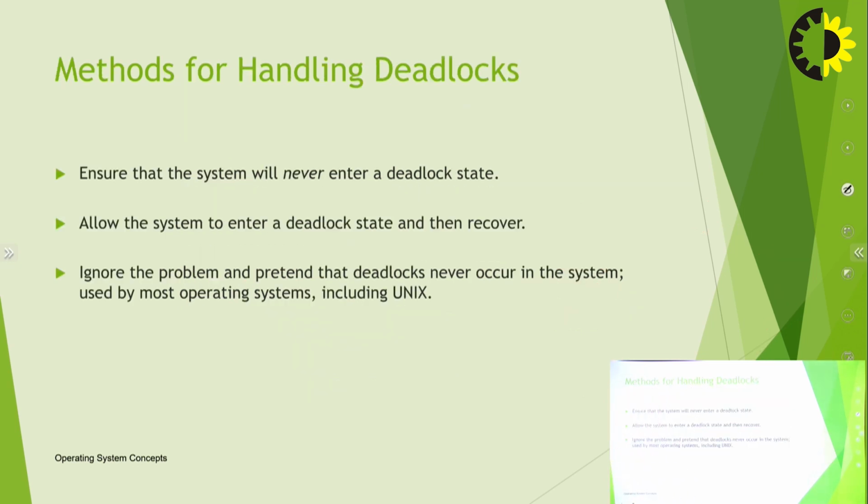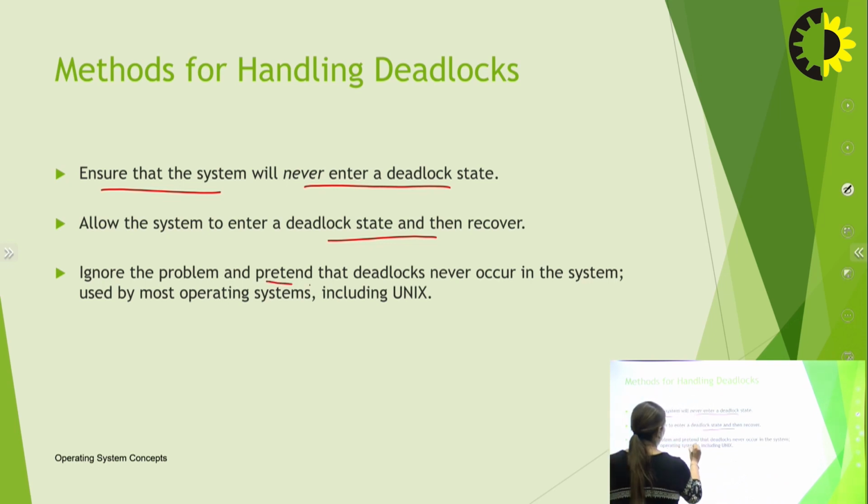Now, methods of handling the deadlock. First is to ensure that the system will never enter a deadlock state. You have to use mechanisms to make sure that there is no deadlock in future. You take the prior information and check, if the requests are given, whether the system will halt due to a deadlock. Then, allow the system to enter a deadlock and then recover. This is deadlock detection and recovery, where we assume there will be no deadlock, and if a deadlock occurs, we will recover from it.